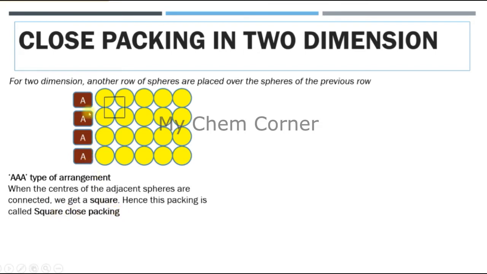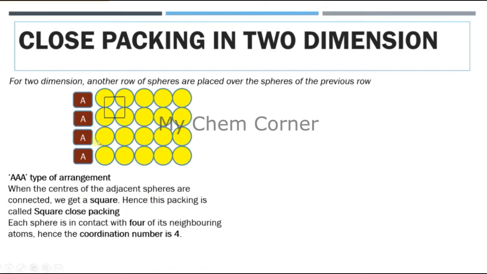So the AAA type of arrangement is called a square close packing because when the centers of these spheres were connected, they gave a geometrical shape of a square.